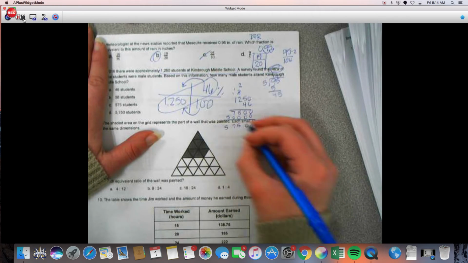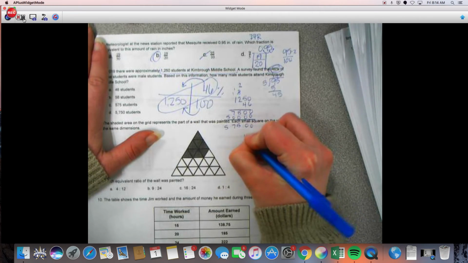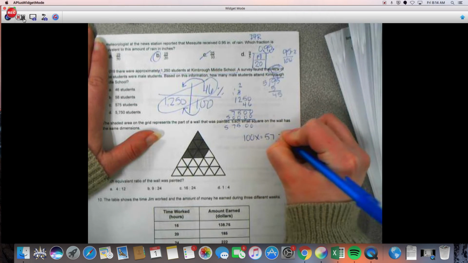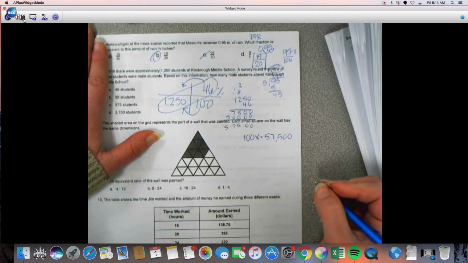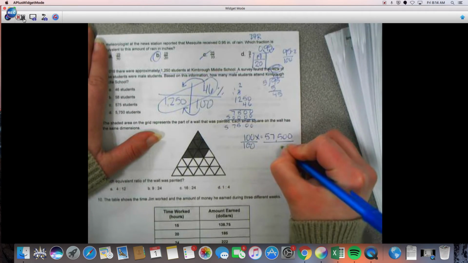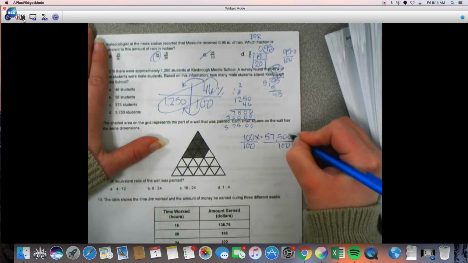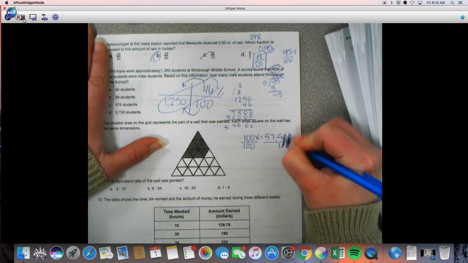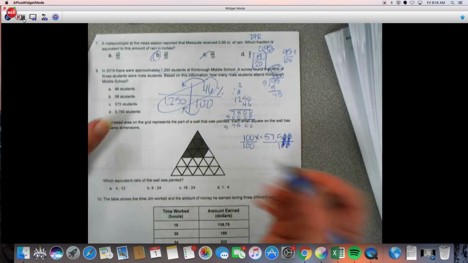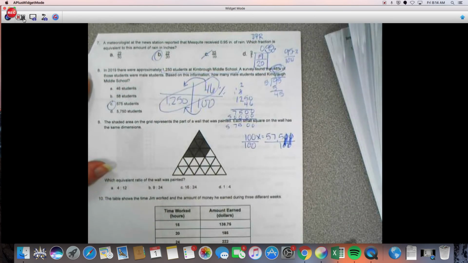Now, I have to divide. So I have 100x equals 57,500. Ooh, this is such an easy one to divide. Divide by 100. Divide by 100. What can I do with these zeros? Cross them out because there's 2 on each. So 575 divided by 1 is going to be 575.